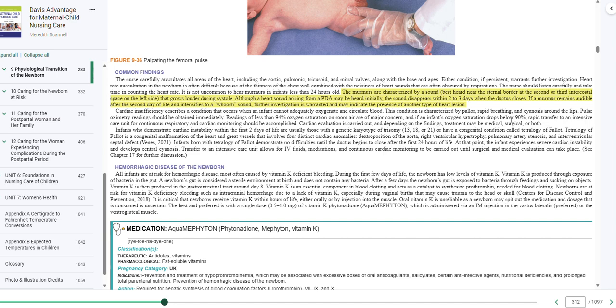All right, let's go on down. Hemorrhagic disease of the newborn. So we talked about vitamin K a while ago, right? AquaMEPHYTON. This is what we give at birth, in the first few days of life, because the babies do not have that blood clotting factor when they're born. So we're going to help them out by giving them some vitamin K.